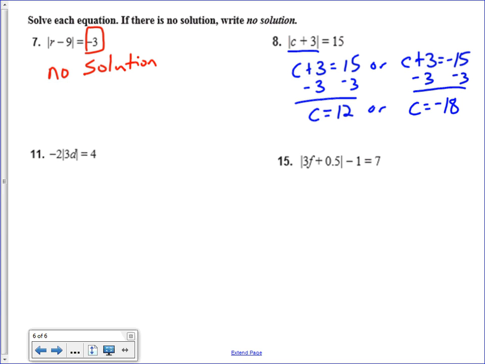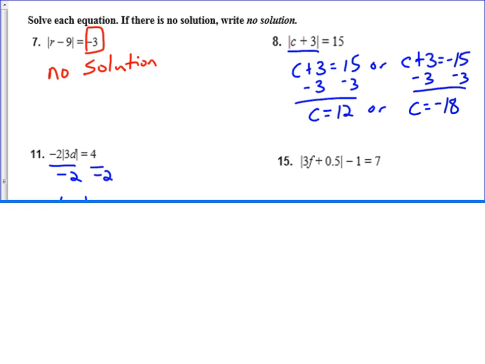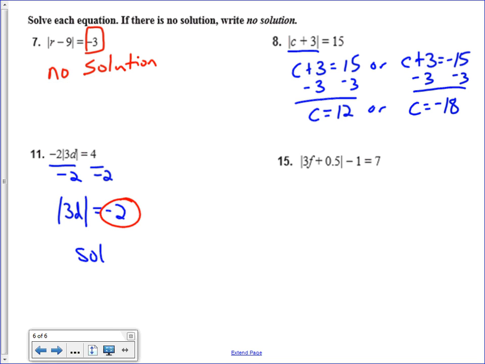So if I take a look at this next one, number 11, hopefully we can see that we'd have to start this off by dividing by a negative 2, so we get that absolute value by itself. And once I do that, now I have the absolute value of 3d is equal to a negative 2. And again, a red flag should go up. Got an absolute value equal to a negative. So here again, this would be no solution.